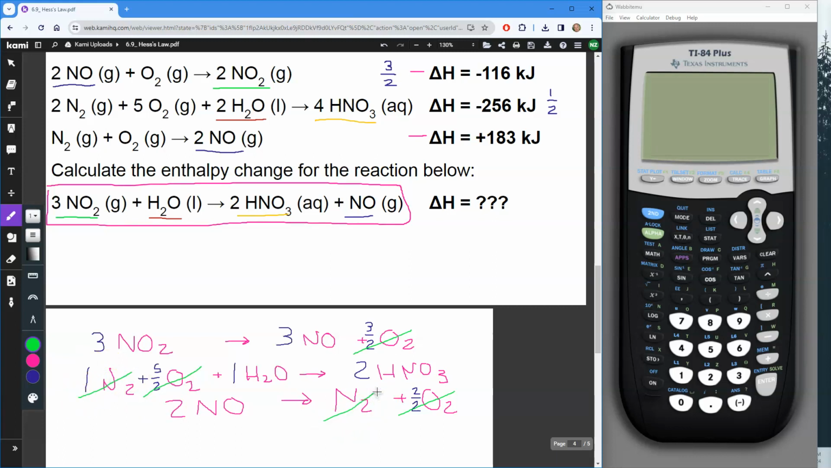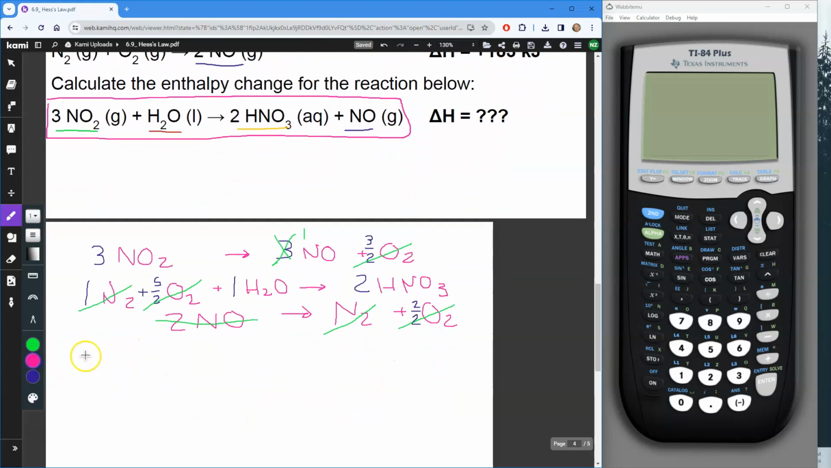Okay. What else do we need to have in our final reaction? We need to have 3 NO2s. So that's good. We've got our waters fixed. We want to have 2 HNO3s. That's correct. Now we need to reconcile our nitrogen monoxides. And we have that in 2 spots here. We want to have 1. There's 3 on the product side. There's only 2 on the reactant side. So I can get rid of all 2 here. And if I do that, I will be left with 1 of these.